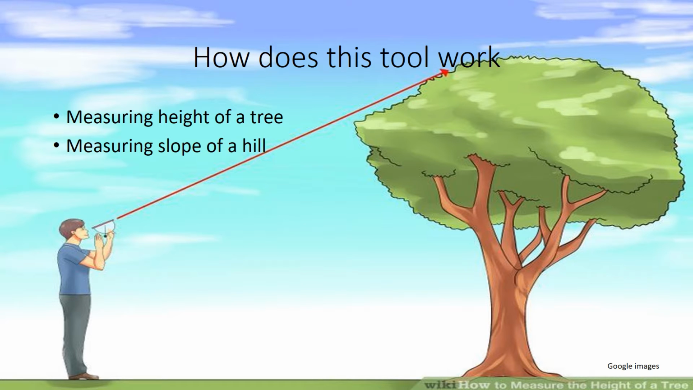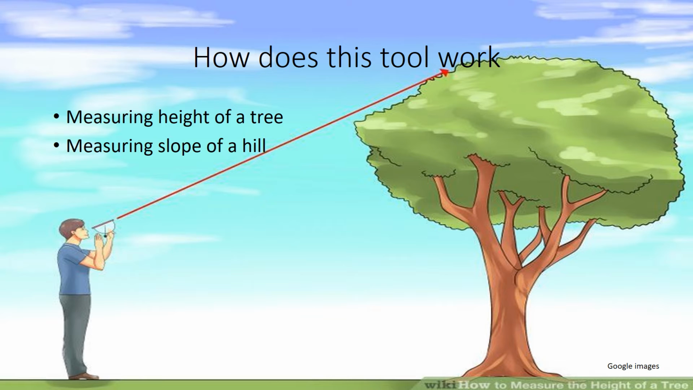You then look at the base of the tree, looking at the degree side of the clinometer. You take a reading. You then want to look to the highest point of the tree you want to measure. After you have the two readings, you add the two numbers together, ignoring any negative sign, and you will have your height. Now if you want to find slope, you will stand at top or bottom of the hill.